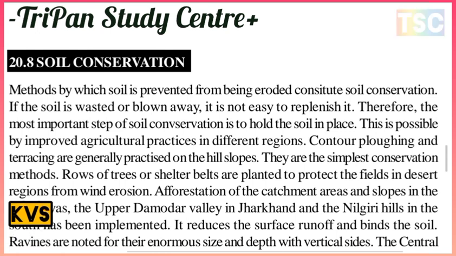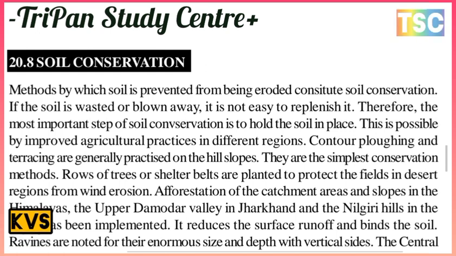This is possible by improved agricultural practices in different regions. Contour ploughing and terracing are generally practiced on hill slopes. They are the simplest conservation methods. Rows of trees are planted as shelterbelts to protect the field in desert regions from wind erosion. Afforestation of catchment areas and slopes in the Himalayas, the upper Damodar Valley in Jharkhand and Nilgiri Hills in the south has been implemented. It reduces surface runoff of water and wind erosion of soil.